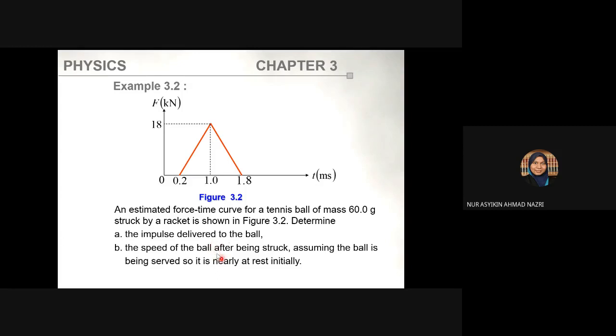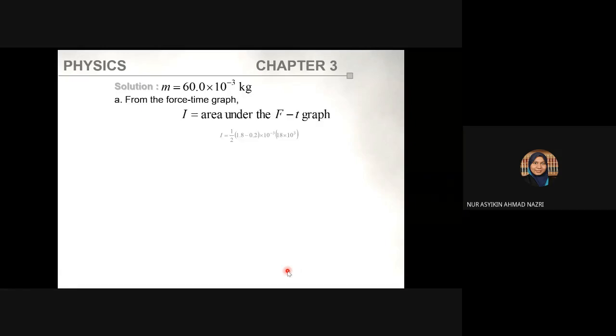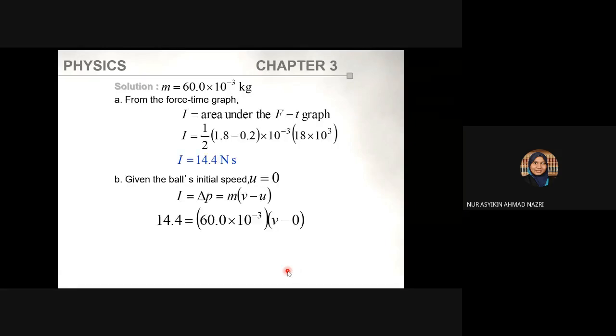And then you need to find the speed of the ball after being struck. Assuming the ball is being served, so it is nearly at rest initially. So at the initial point, at rest, we just need to find the final velocity, right? So impulse settle. Okay, so masukkan balik dekat equation change of momentum, then simply you get your punya final velocity.